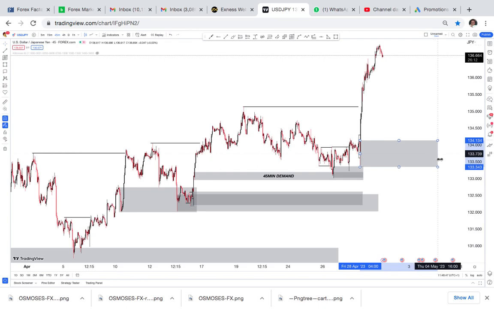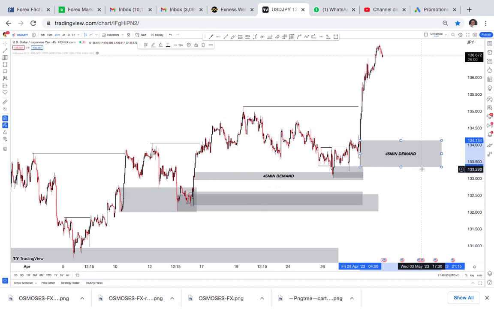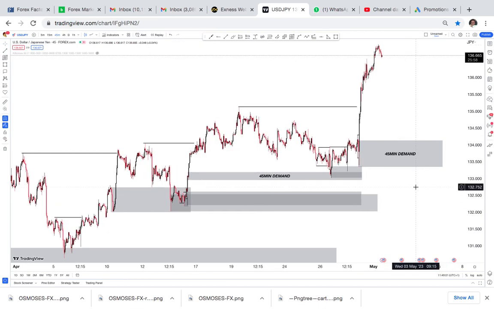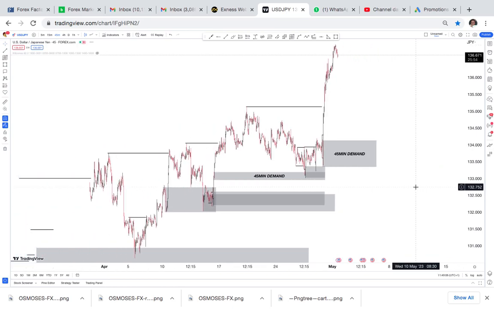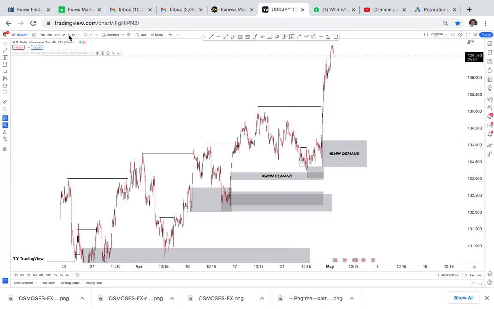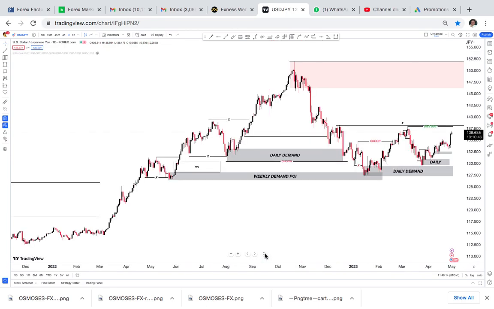So I'll be looking for buy setups here. This is also 45 minutes demand. If you want to refine this you can take it down to 15 minutes and refine it though. So let's go back to daily. That means they are looking for market to still buy on USDJPY.